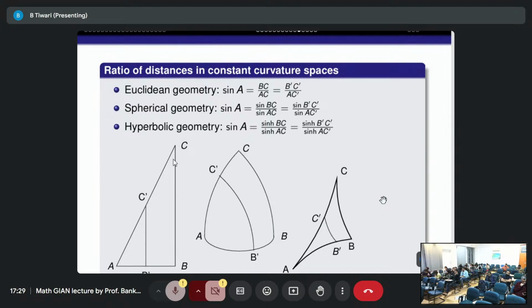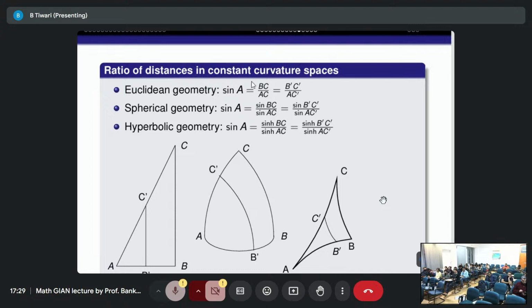you consider two similar triangles, say A, B, C and A, B dash, C dash. And here the sine of A you can write as the ratio of BC to AC, or B dash C dash to A dash C dash. But in spherical geometry, when you consider the ratio of the lengths of these sides, you have to consider a weight function, right? So it's not BC upon AC. In fact, it's sine of BC to sine of AC.